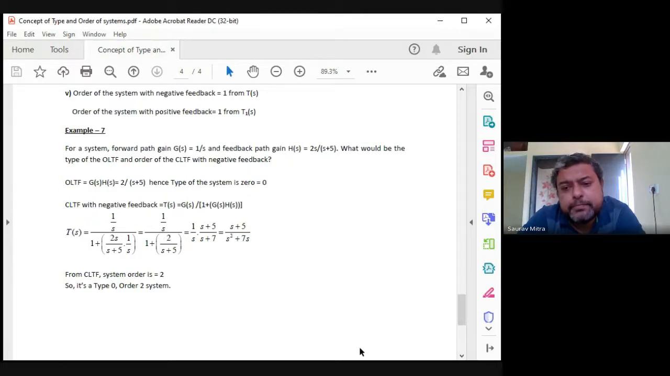इतना ही आज हम लोगों ने देखा है. So tomorrow what we will do is 9 errors. कौन सा error? Type 0 system, type 1 system, type 2 system. And what are the types of inputs? Step input, ramp input, parabolic input. So type 0 system with step, ramp, parabolic: how much are the errors of the response? Type 1 system and type 2 system with step, ramp and parabolic. What is the output?